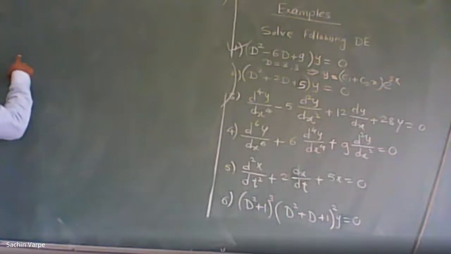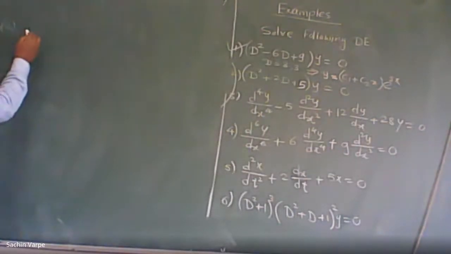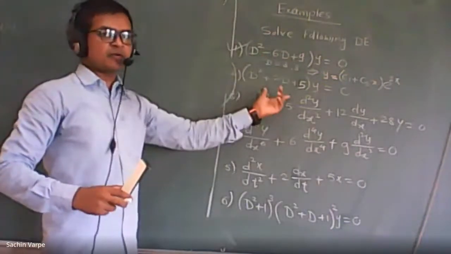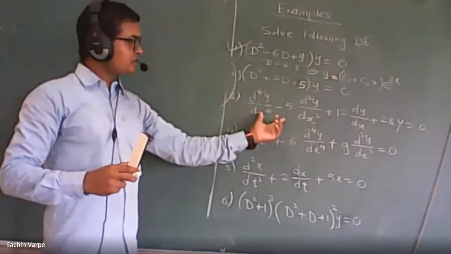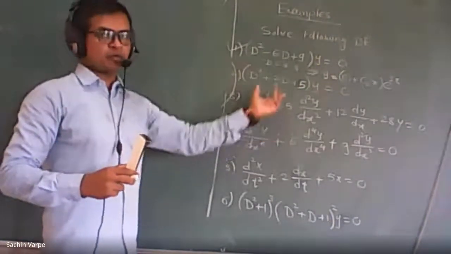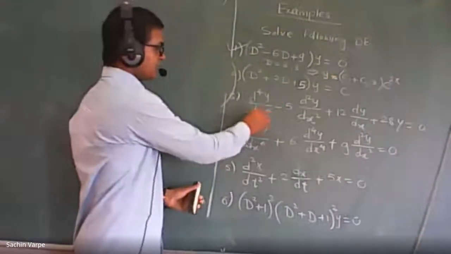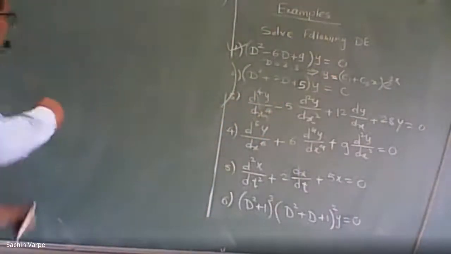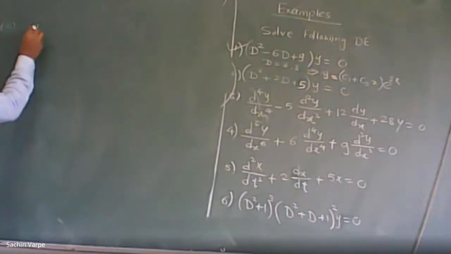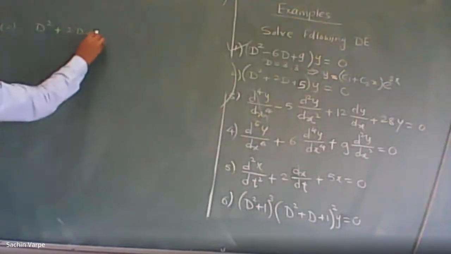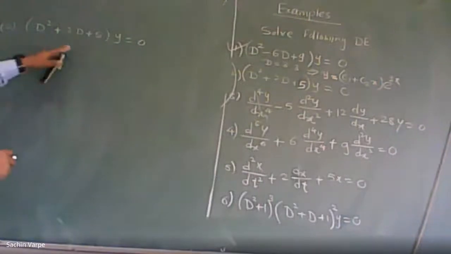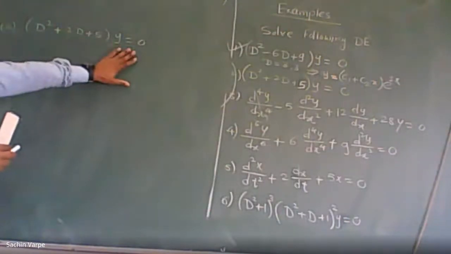Now the second one. The given differential equations are already in capital D form. But if they are in d by dx form, then the first step towards the solution is to introduce the capital operator D, that is d by dx, remember. So here, the second is (d square plus 2d plus 5) y is equal to 0. It is already a homogeneous differential equation.